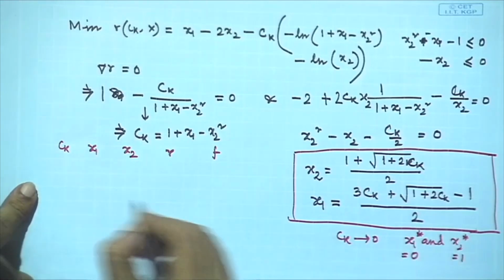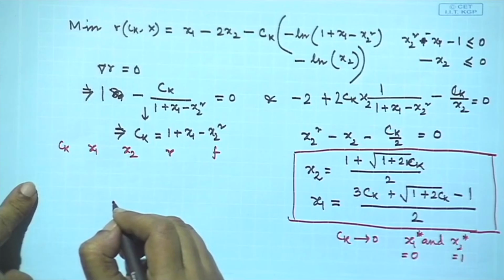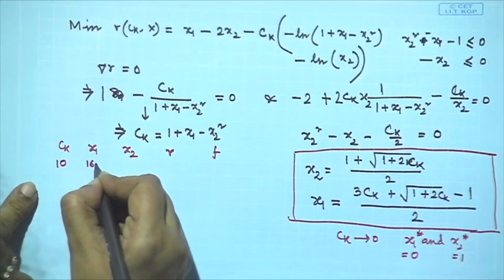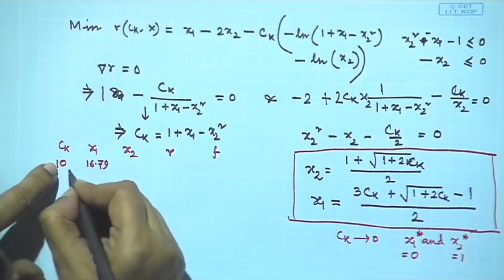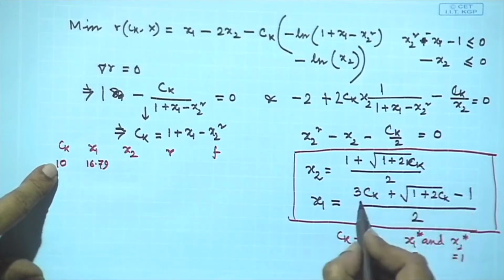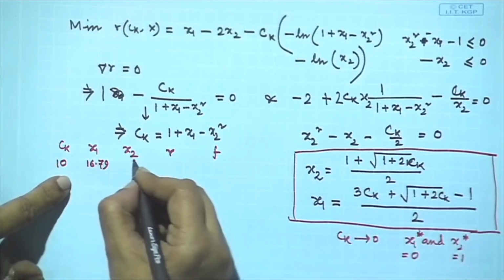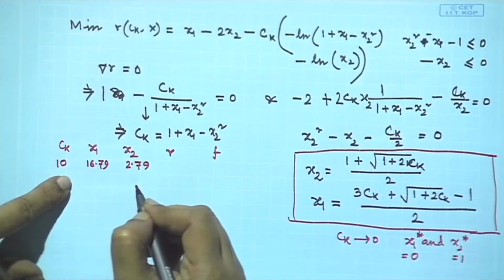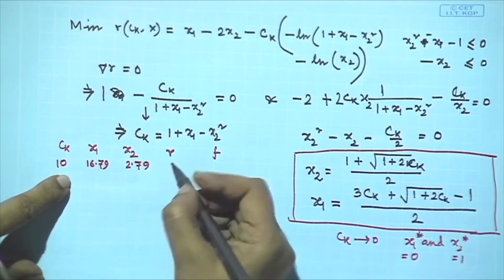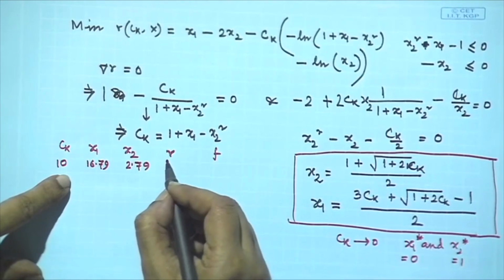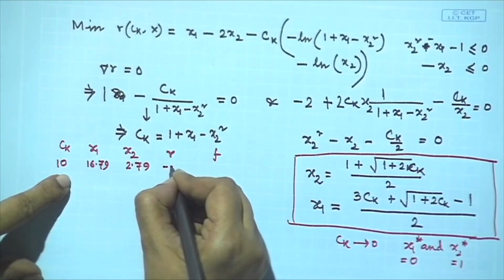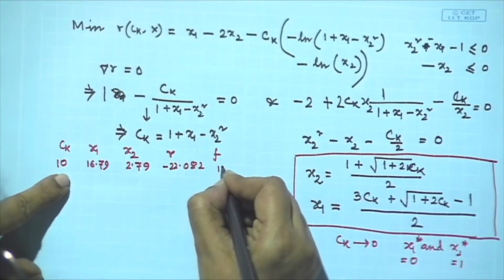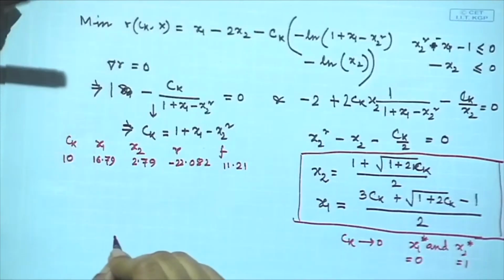Instead of that, if you consider different values of c starting from 10 and substitute the value for c k here, you will see the value for x1 would be 16.79, and for x2 you will get 2.79. Then for r, the value will be minus 22.082, and the original value of f would be 11.21. Is it clear? How to get this value?